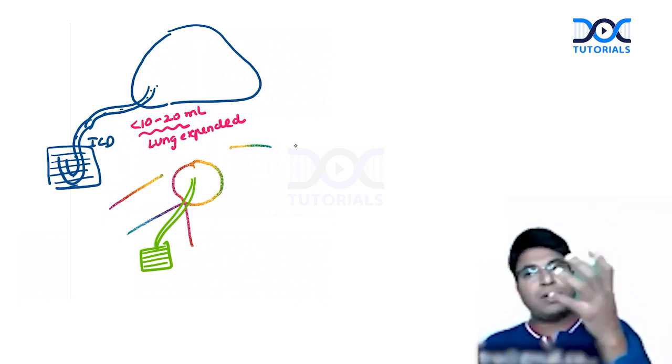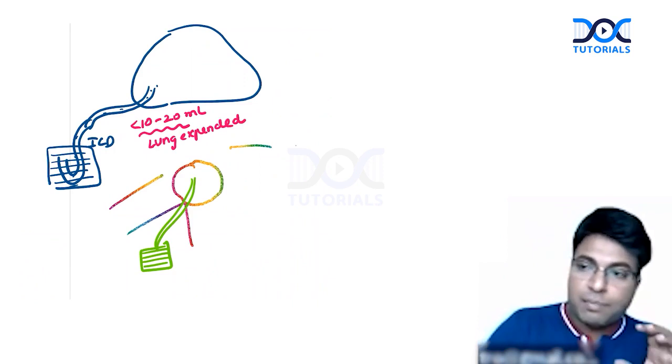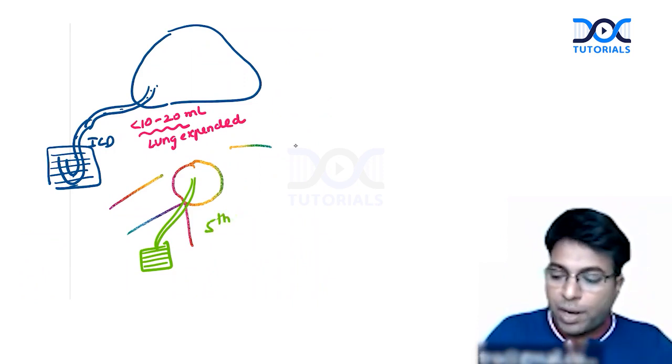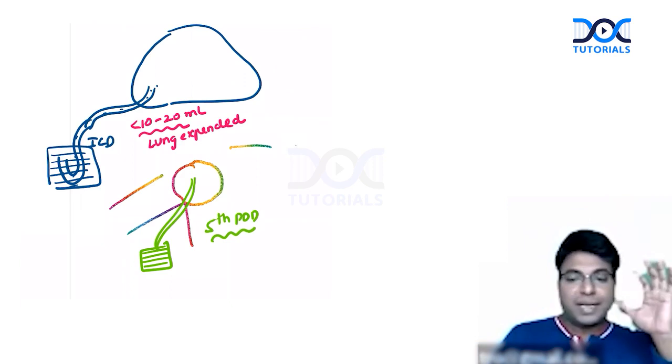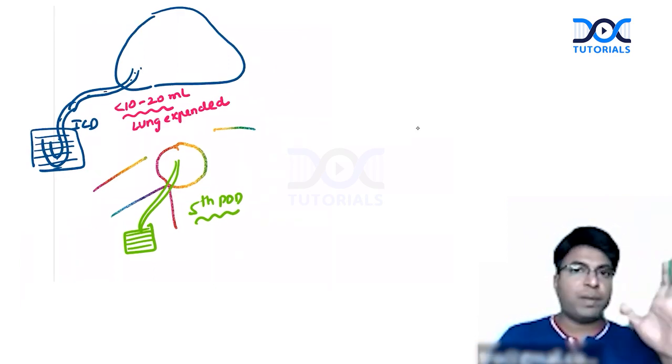In the axilla, we will remove the serous collection by a suction drain. This drain is removed on which day? It is usually removed on the 5th post-op day. So please remember, if you keep a drain for removing the serous collection, it is removed on the 5th post-op day.